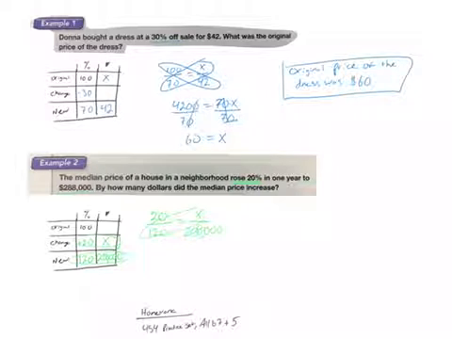Cross multiply, this times this is 120 X is equal to, then I need to divide by 120 because it's multiplying. The opposite of multiplying is dividing. And I will get $48,000. So I'd say the price of the house increased by $48,000.